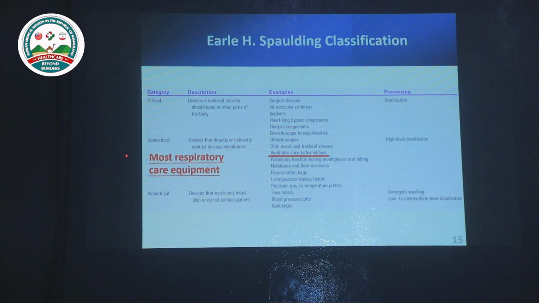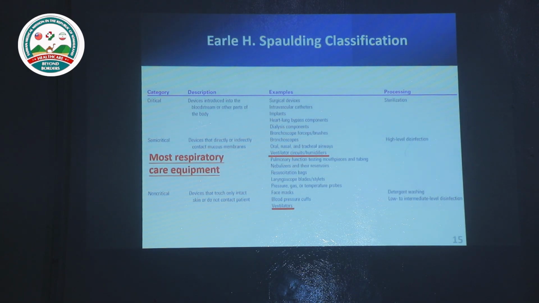Non-critical items are, for example, the ventilator itself. Because the ventilator is just put beside the patient, and only the caregiver can touch it, not the patient, the ventilator is categorized as a non-critical item. So it just needs at least low to intermediate level disinfection.